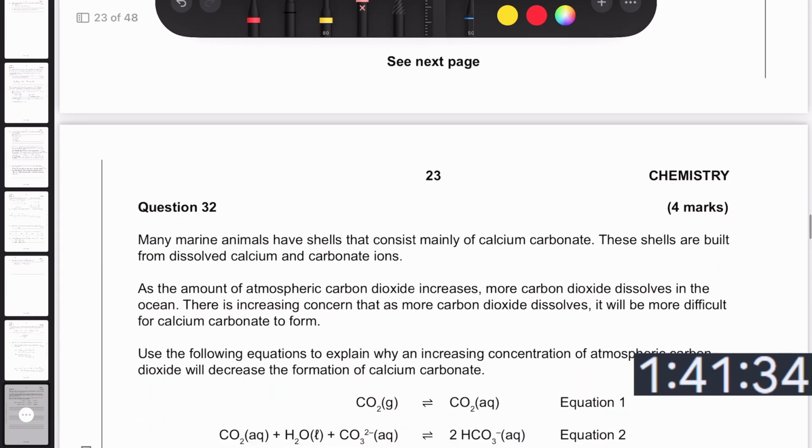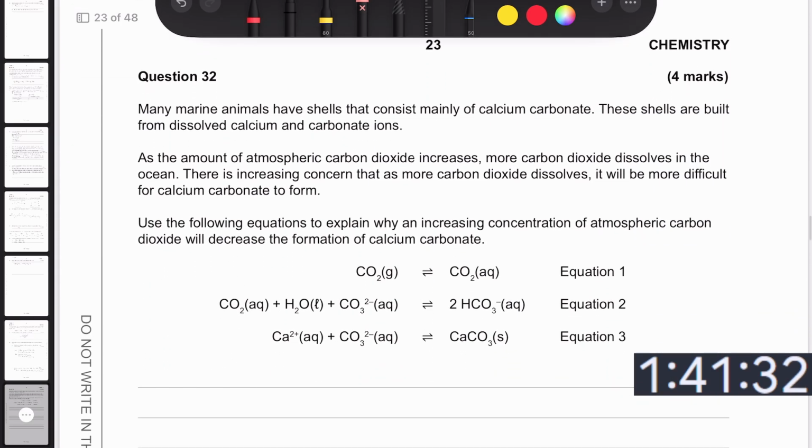Okay, 23. Many marine animals have shells that consist mainly of calcium carbonate. These shells are built from dissolved calcium and carbonate ions. As the amount of atmospheric carbon dioxide increases, more carbon dioxide dissolves in the ocean. There is increased concern that as more carbon dioxide dissolves, it will be more difficult for calcium carbonate to form. Use the following to explain why increasing concentration of atmospheric carbon dioxide decreases the formation of calcium carbonate.